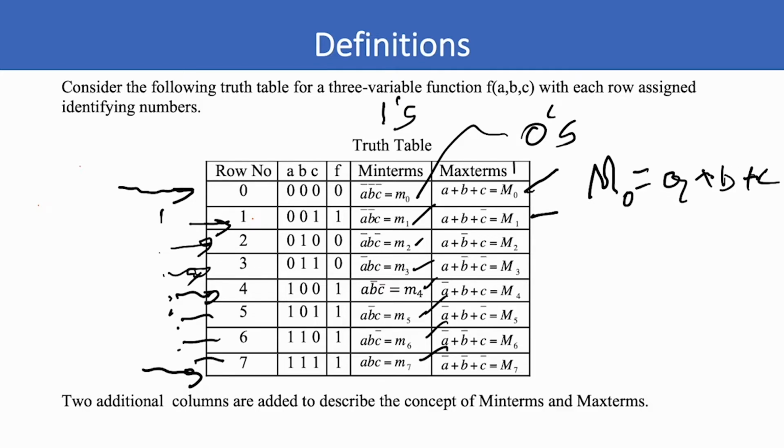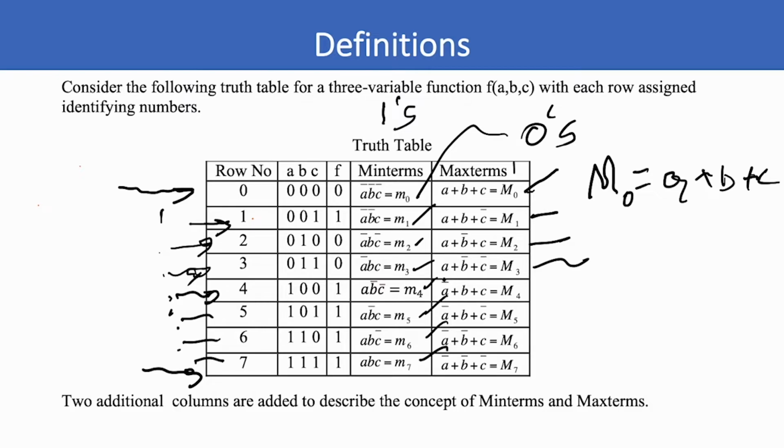M1, this is a standard sum term. Row number 1, this is max term 1 here. We have A plus B plus C bar. Well, that means that A is a 0 and B is a 0 and C is a 1. It's just the opposite. So when C is a 1, we have a C bar, and vice versa. So M2, we have 0, 1, 0. So a 0 means it's a true form, 1 means it's complemented. So we have a B bar, and 0 again means it's a true form. A plus B bar plus C.